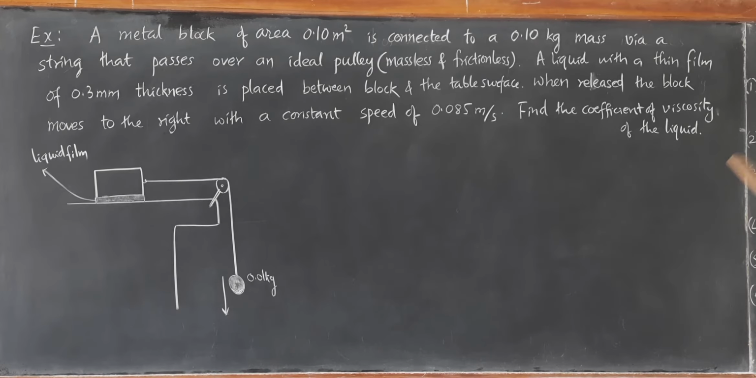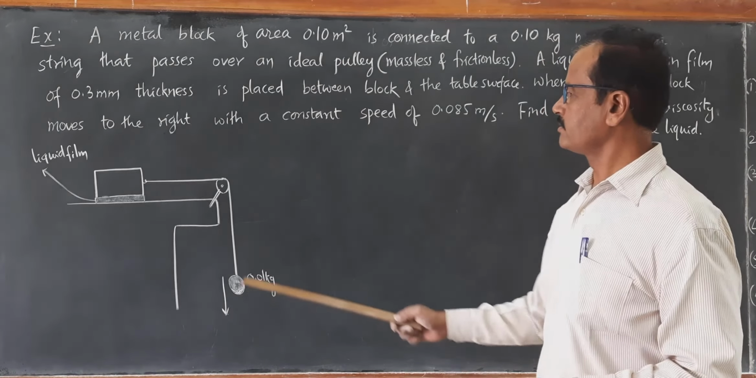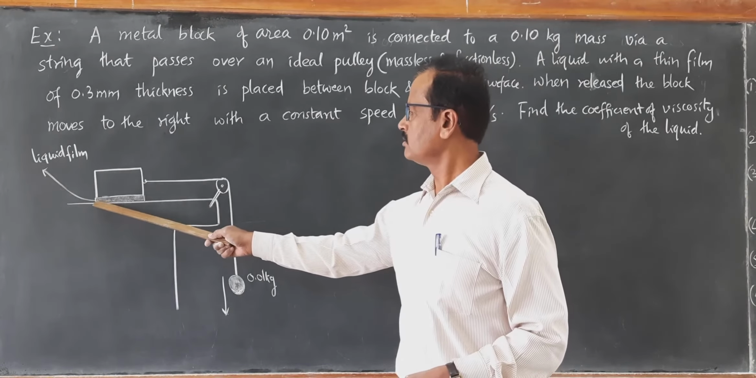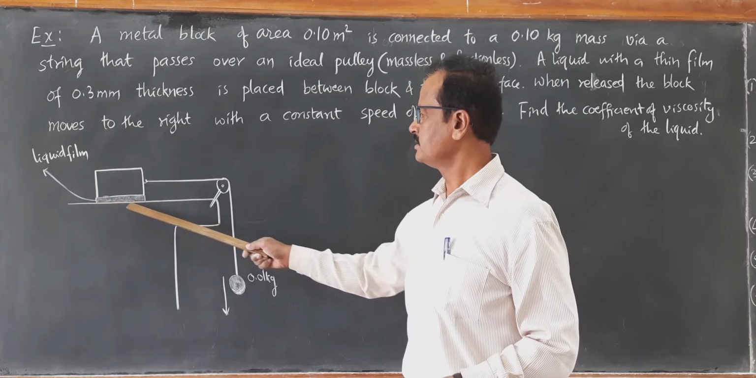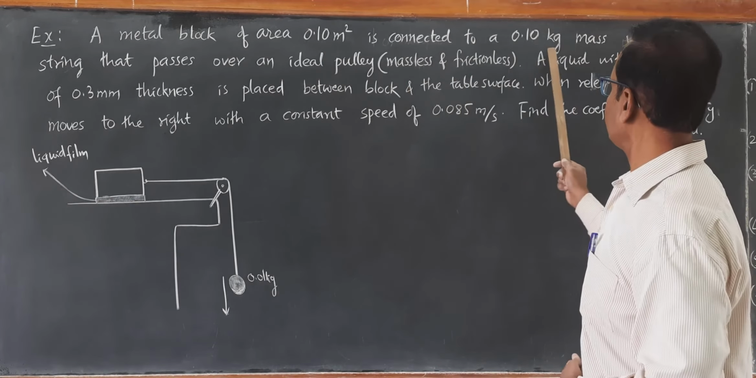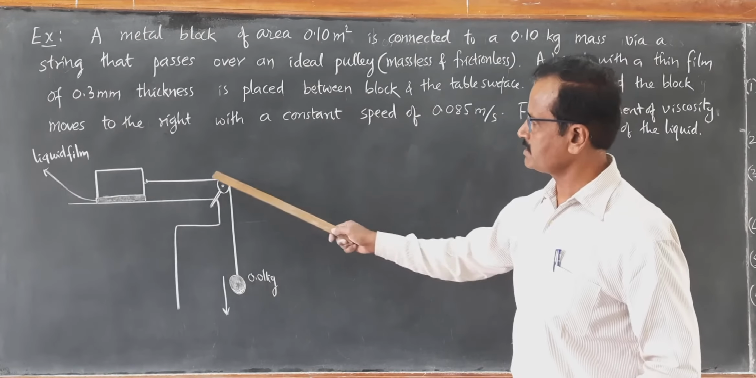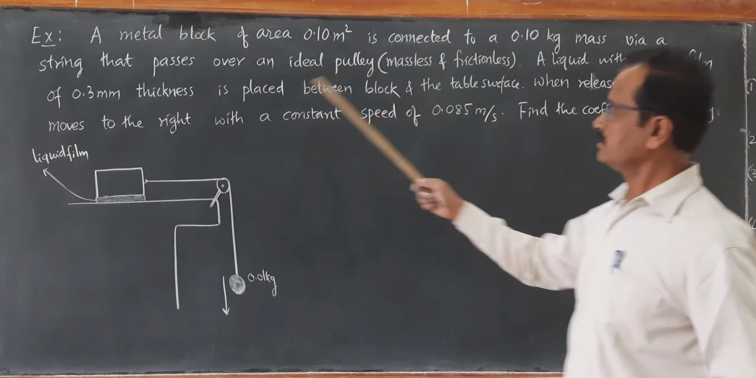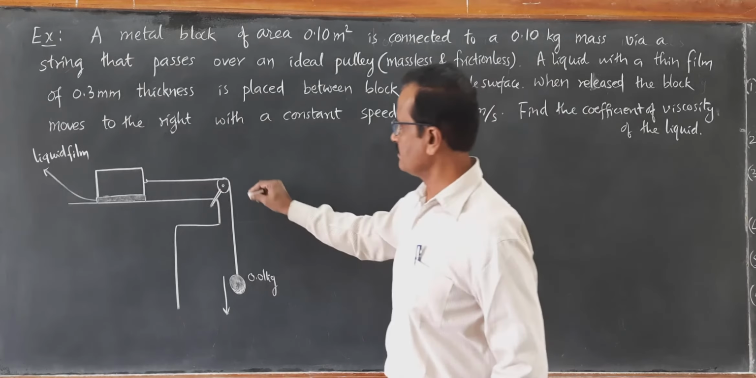Look at this problem. A metal block of area 0.1 meter square. This is a metal block whose surface area in contact with the table surface is 0.1 meter square. It is connected to a 0.1 kg mass through a string that passes over an ideal pulley. This is the pulley.